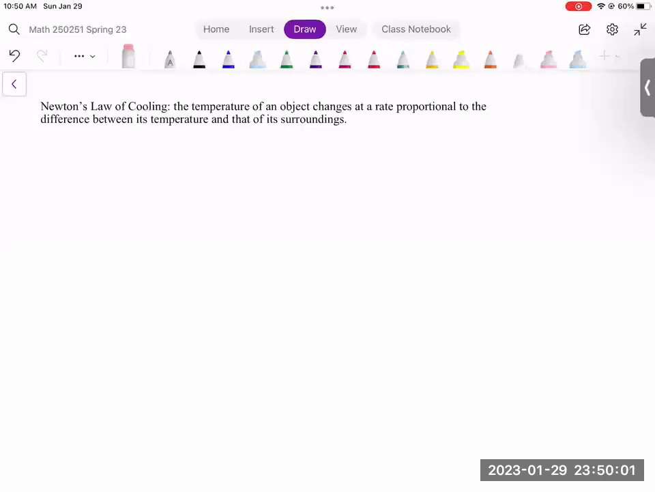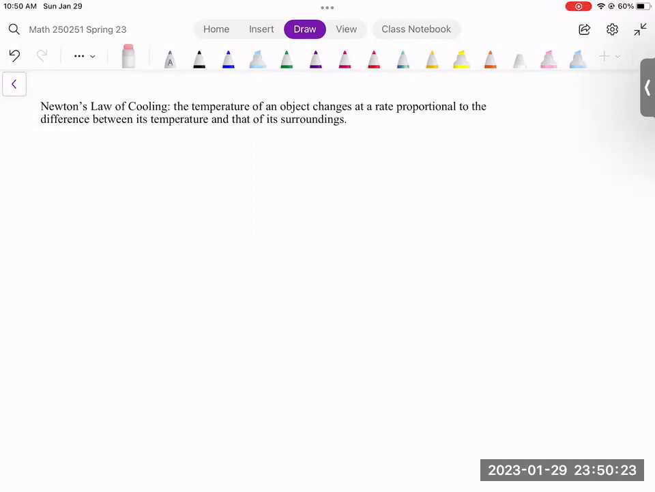In this video, we're looking at Newton's law of cooling. We're going to build a model for this, solve it, and then we'll apply it to a specific situation. This general principle says that the temperature of an object changes at a rate proportional to the difference between its temperature and that of its surroundings.